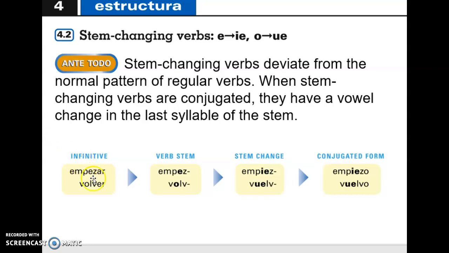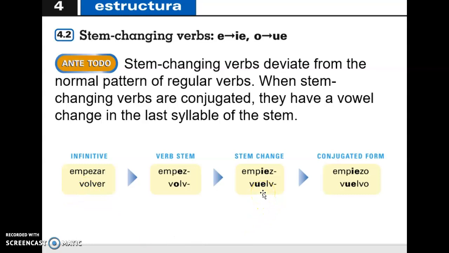So in here, we think that we are keeping the stem like it is, but these are going to have an additional change. These are going to go from E to IE, and these from O to UE. So those are two ways that a verb can change. Okay, so if we have an E, it's going to go to IE. If we have an O, it's going to go to UE.